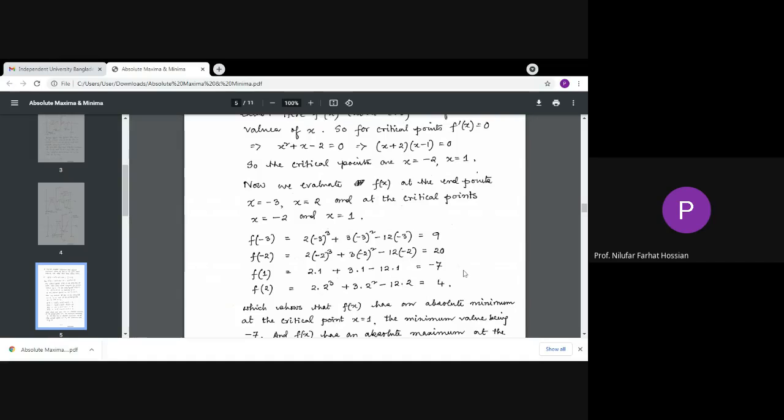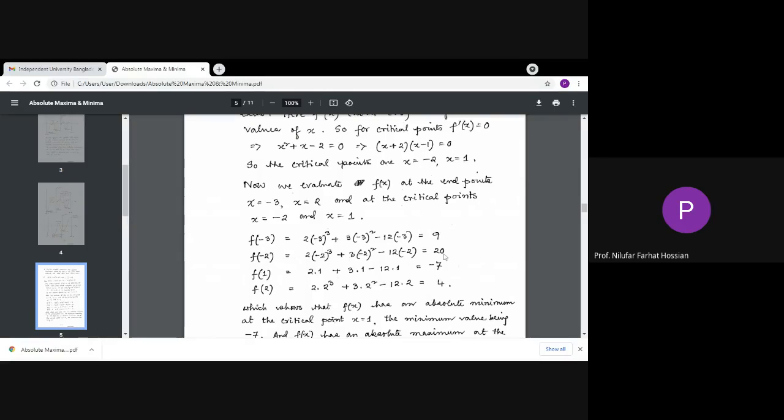Which one is the smallest? -7. So -7 is the absolute minimum of this function, and this absolute minimum is occurring at the critical point x equal to 1. You see, -7 is the minimum. So the function f(x) has an absolute minimum at the critical point x equal to 1, and the absolute minimum value is -7. And what is the largest?